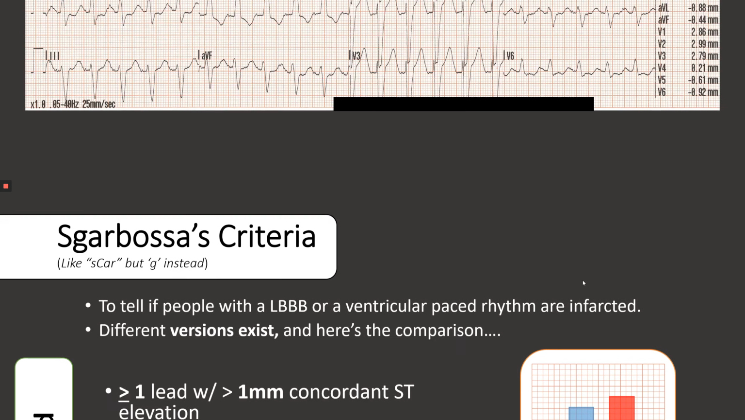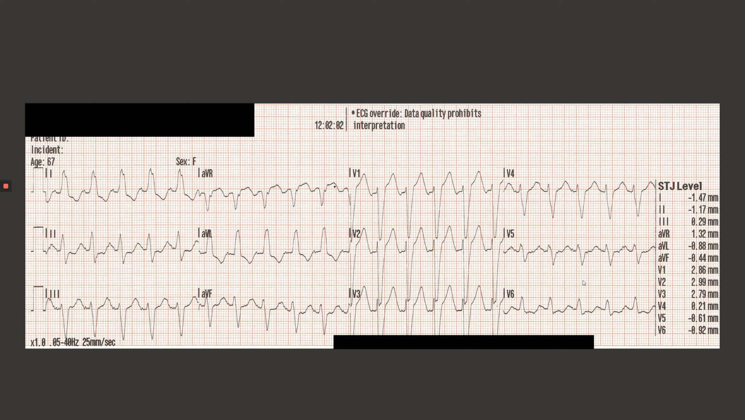So let's take a look at what this looks like in practice, right? So criteria number one, I am looking just here in these leads, and I'm looking for concordance. Concordance. Okay, so QRS and the T wave need to be popping in the same direction. If I have it, it's positive, right? And so looking at these leads, I don't see any concordance, right? So that's good, all right?